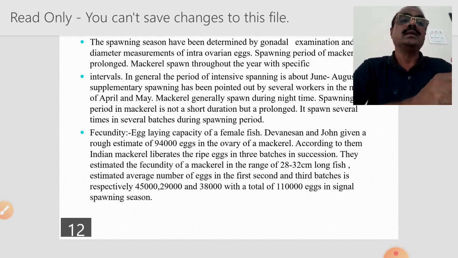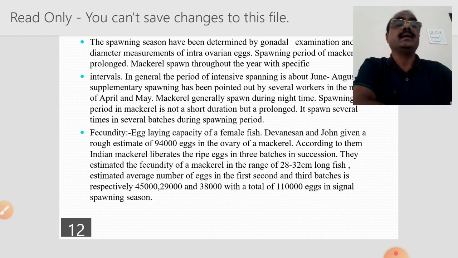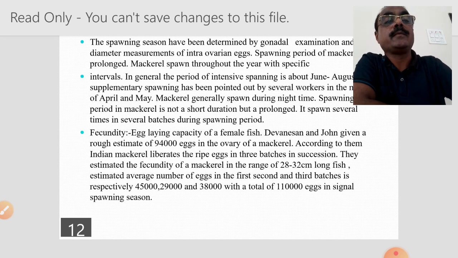So throughout the year, if the fish spawns in three batches, when the fish attains a length of 28 to 30 or 32 centimeters, it may lay 1,10,000 eggs in total in 1 year. But it is not a single spawning.